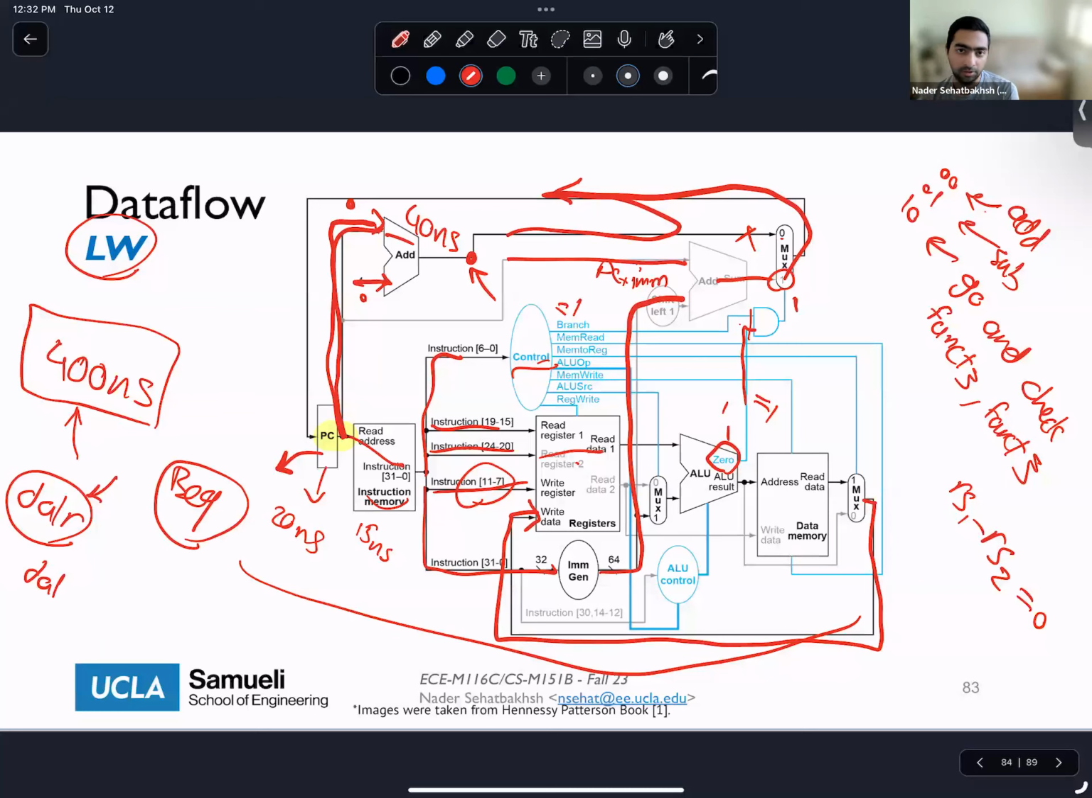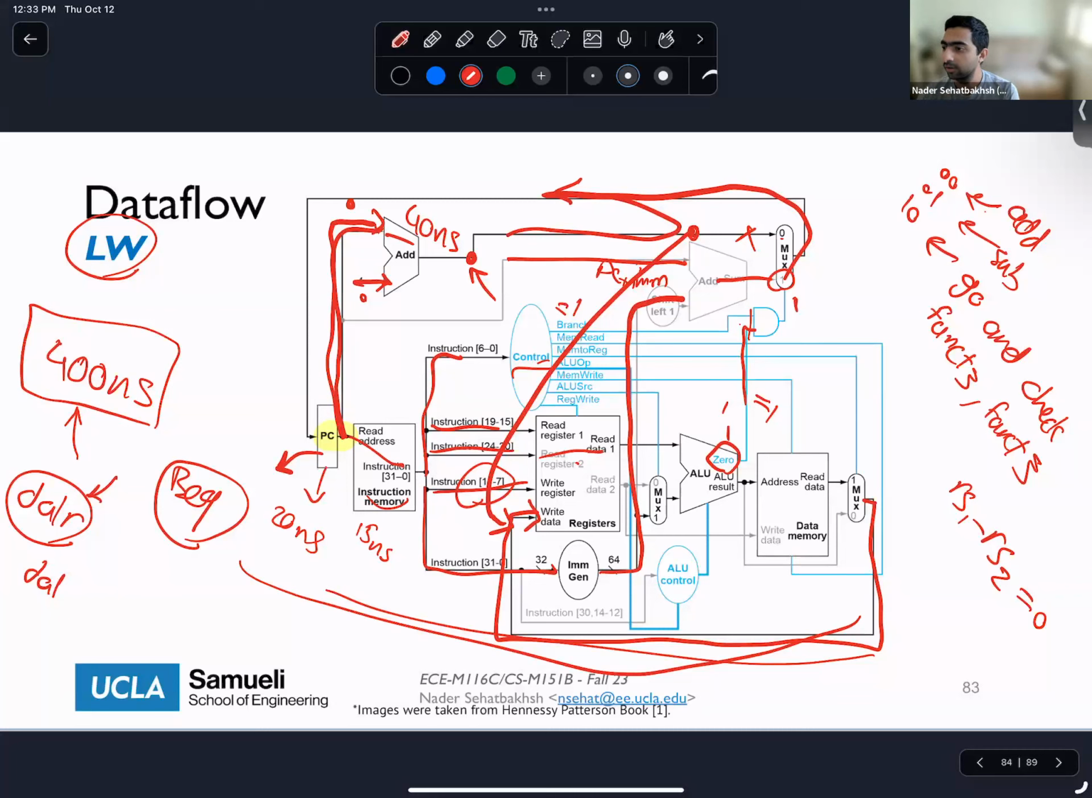Actually, this will be another question that we're going to ask you: to change this data path so that now you can support JAL and JALR. And you will see that what you need to do is somehow move this PC to this right data register, because remember, you are saving PC+4 there. Okay, so that's the idea here. But I'm going to let you figure this out, because that would be one of your homework questions.